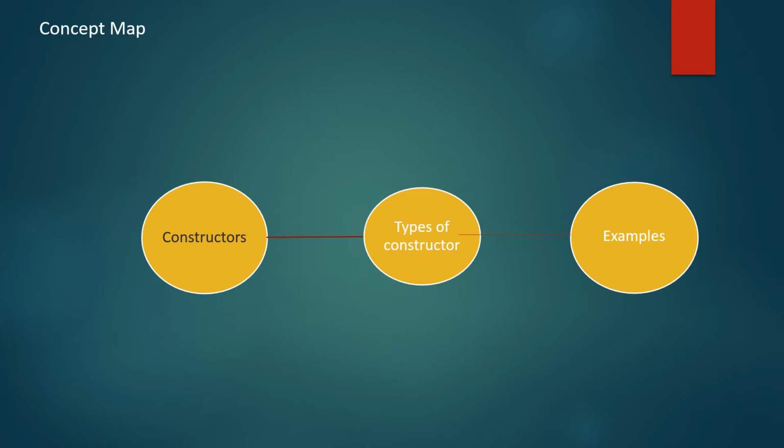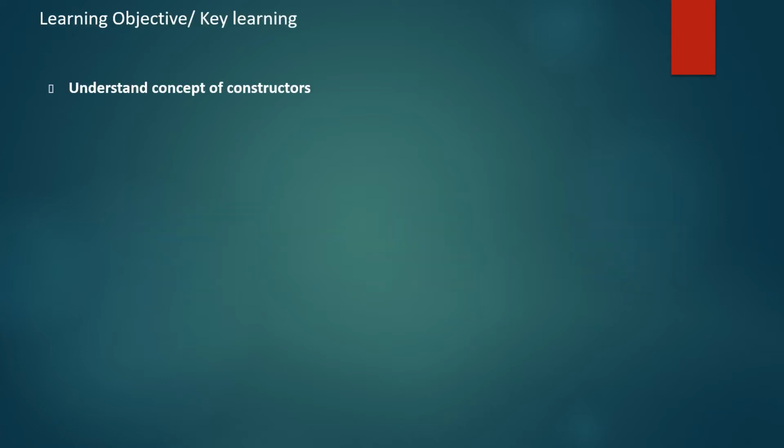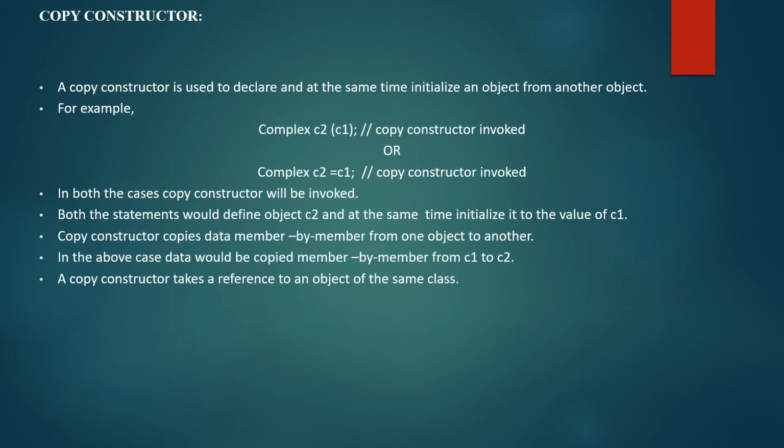So the concept map is constructor, types of constructor and example. In the last learning outcome, we learned the concept of constructor, its default constructor and parameterized constructor. Now in this presentation, we will learn copy constructor, multiple constructor and constructor with default argument. So first we will start with copy constructor.